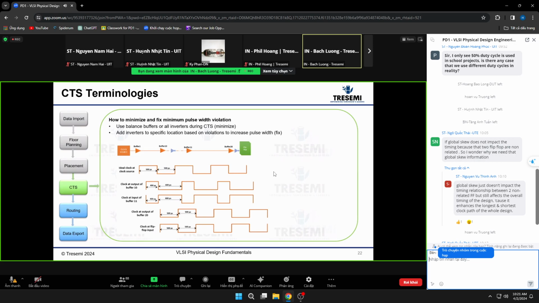Can we reduce the skew by providing multiple clock sources instead of one clock source, sir? The clock sources are dictated by the design. You can't just add a clock source where you want it. By the time the design gets to you, the clock source is already fixed. By the time of synthesis, we should already know the number of clock sources, so you can't just freely add clock sources in your design.